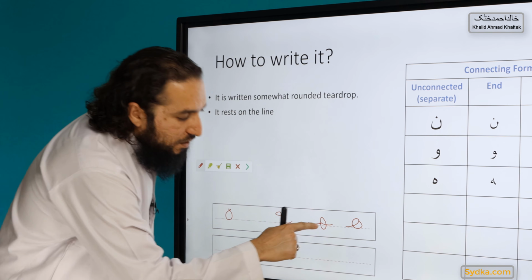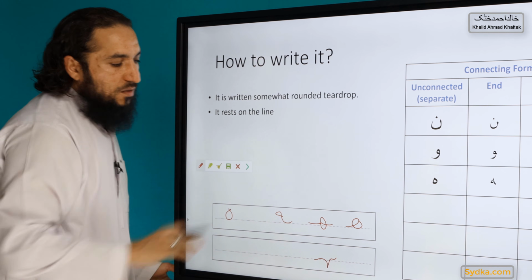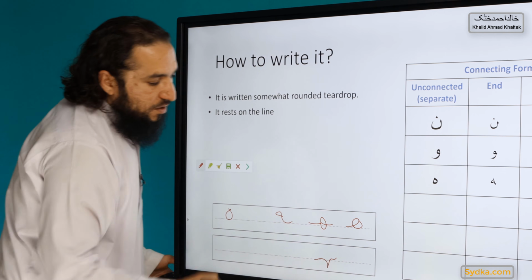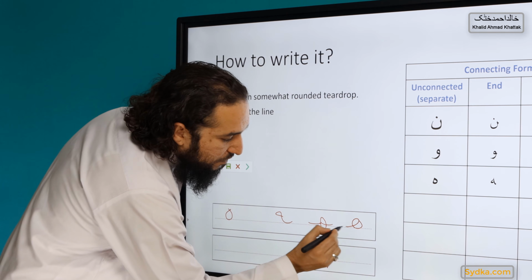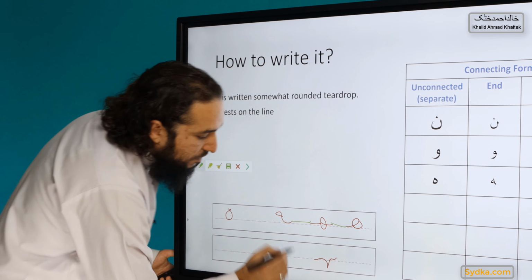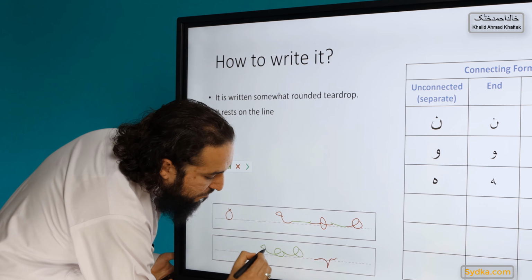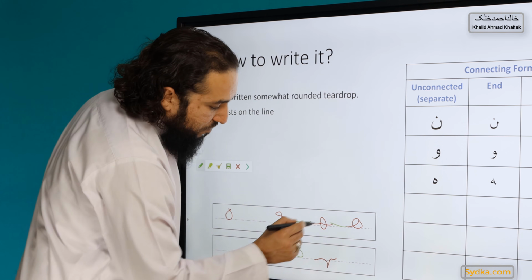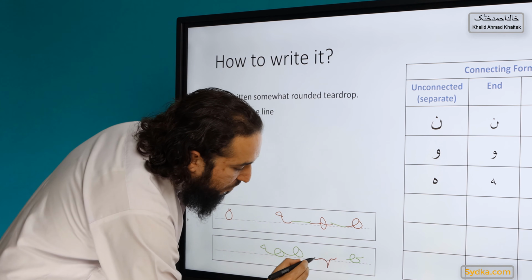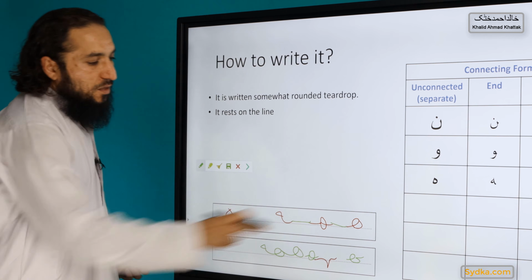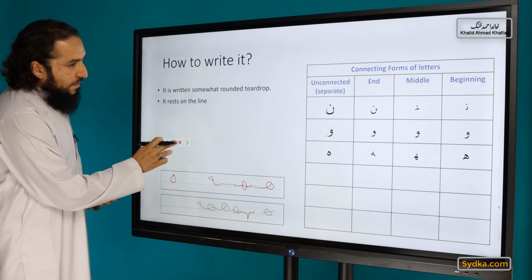Sometimes you see it differently as well. Sometimes in the middle it is written like this. You will see in the Quran that sometimes it is written like this as well. So we can connect it like this. Let me draw it here again. Different forms: we can write it like here, or we can write it like this. So there are 3 ways of writing it in the middle.